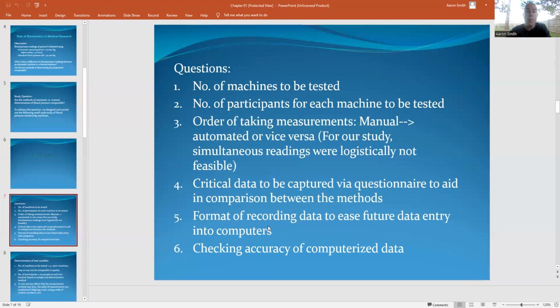Also, we want the format of recording data to ease future data entry into computers. All right, so what this is saying is that when we record the information, we want it to be simple for the person to enter, and we want it to be simple for the person who puts it from the entry into the computer. And also, we want to check the accuracy of computerized data.